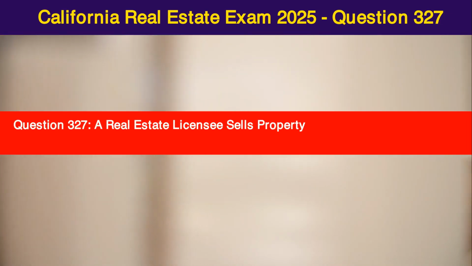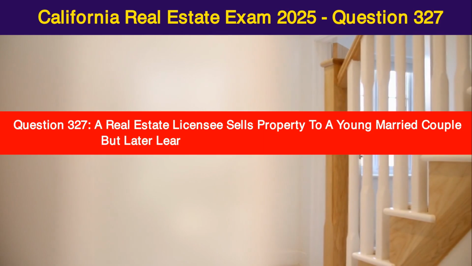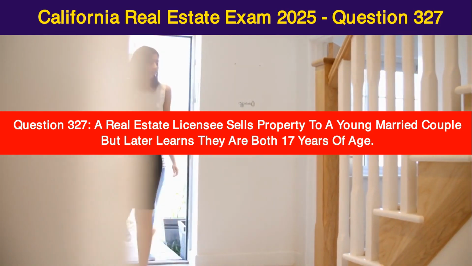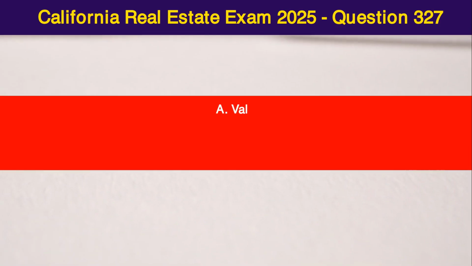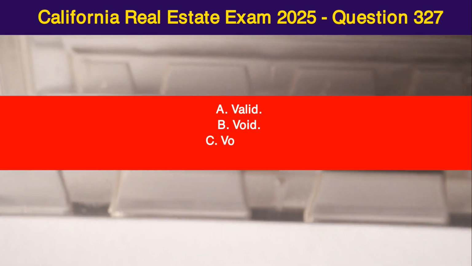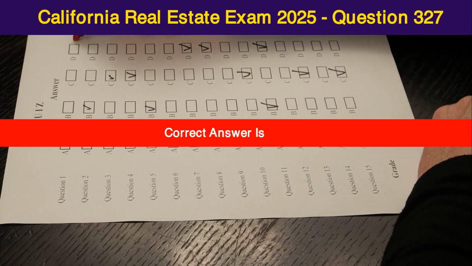Question 327. A real estate licensee sells property to a young married couple but later learns they are both 17 years of age. This transaction could be described as A. Valid, B. Void, C. Voidable, D. Unenforceable. Correct answer is A.